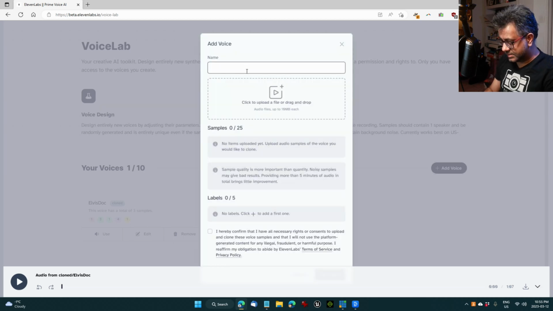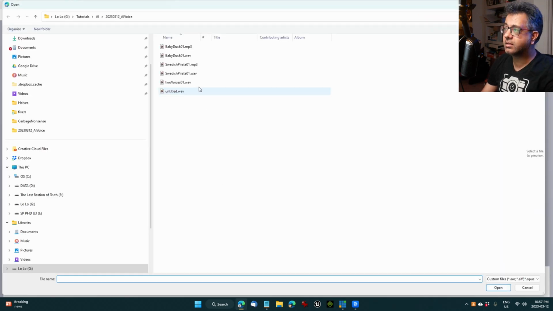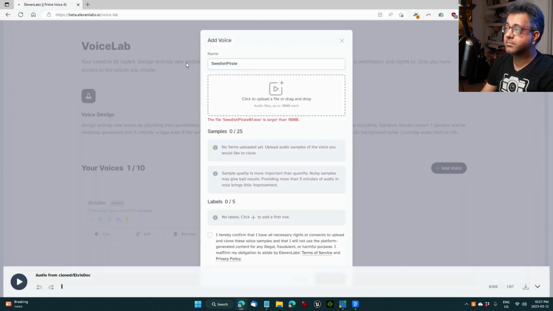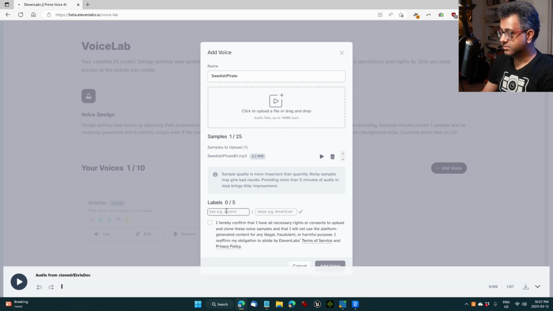We're going to call this Swedish pirate, because that's what he sounded like. So if, like me, you like saving things as wave files so they're nice and uncompressed, don't do that in this case. I did that and it was too large a file, so I've converted everything now to MP3s, so they're much smaller than 10 megs. And that's it, Swedish pirate. We can give him some labels. We don't really need to. We're going to say pirate.